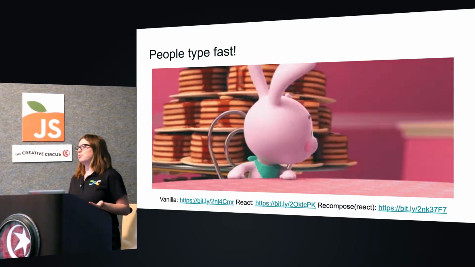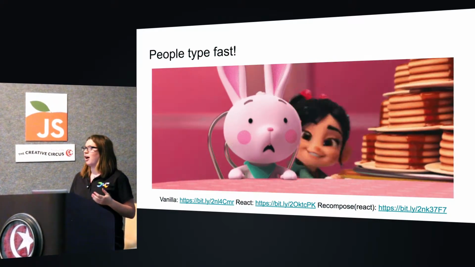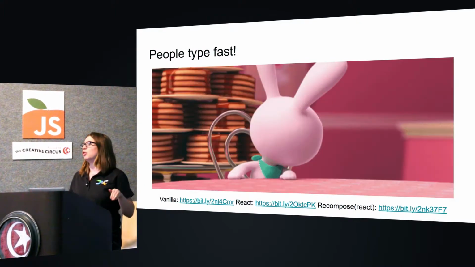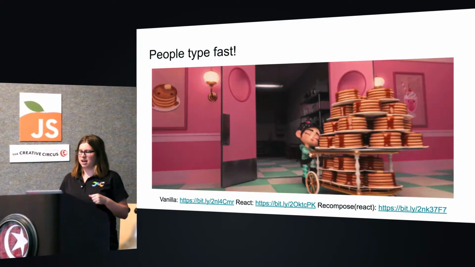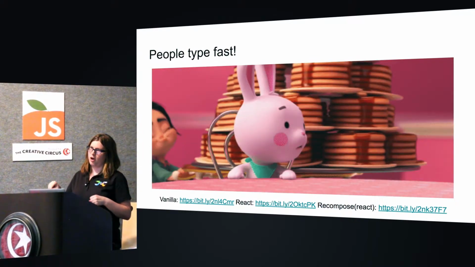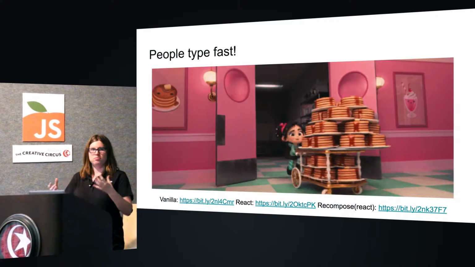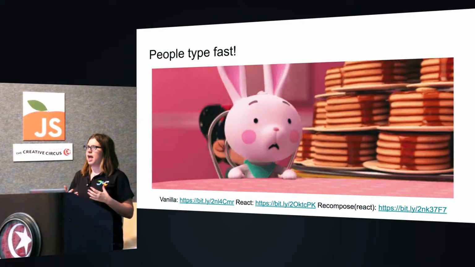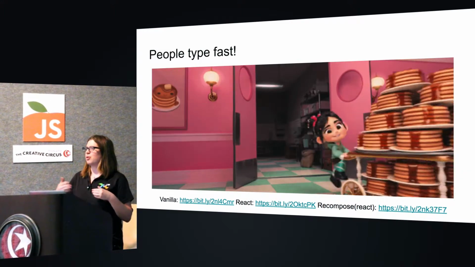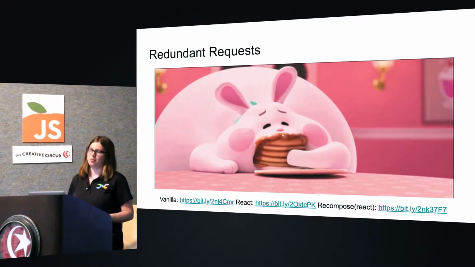So people type really fast. The average typer does 30 words per minute, and I think because we're in the tech community, we know people who can do well over 100 words per minute. Just pretend that this bunny is our server, and those pancakes are all the requests that we're sending on an on-change event. It can overload the server, and you won't get results back, and it will make your input field laggy.